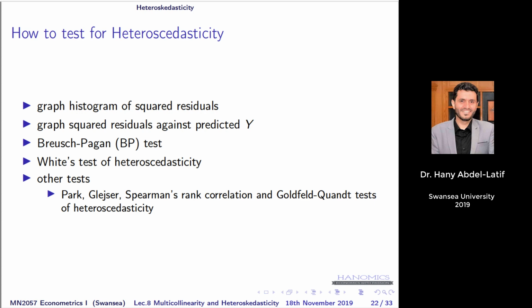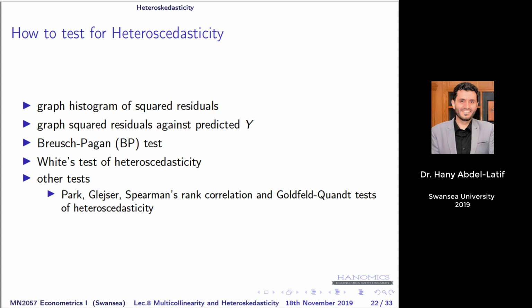One way is you could plot your data. So you can graph a histogram of your squared residuals, or you can maybe graph your residuals against predicted y. So how can you obtain the residuals? You need to estimate the model first. You estimate the model using OLS, and then you obtain the residuals, and I'll show you how to do that in eViews in a few moments.